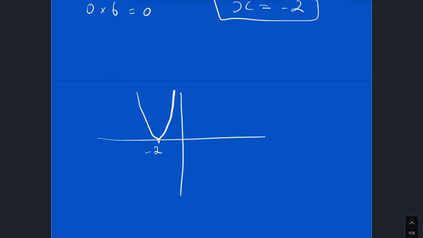Good. Now, what if I wanted to find where it crosses through the y-axis? So what if I wanted to know where it crossed through the y-axis? How would I get that? I know it's going to hit the x-axis at minus 2, but what about the y? So how do we solve for that? Well, what's the x point at that y point? Well, x is 0 when you've got the y point, like c, for example.